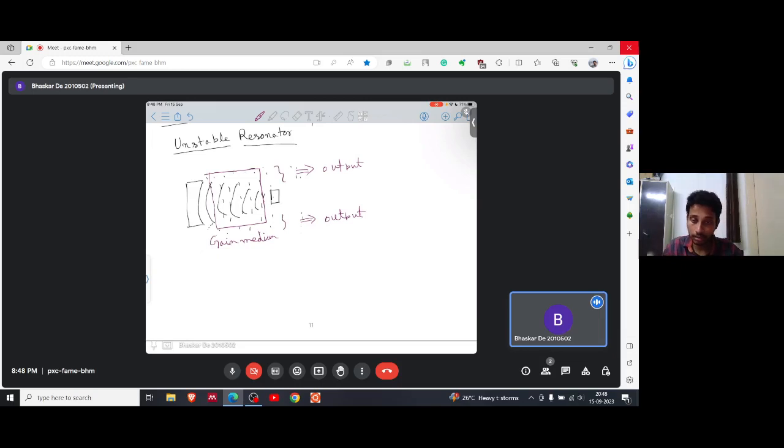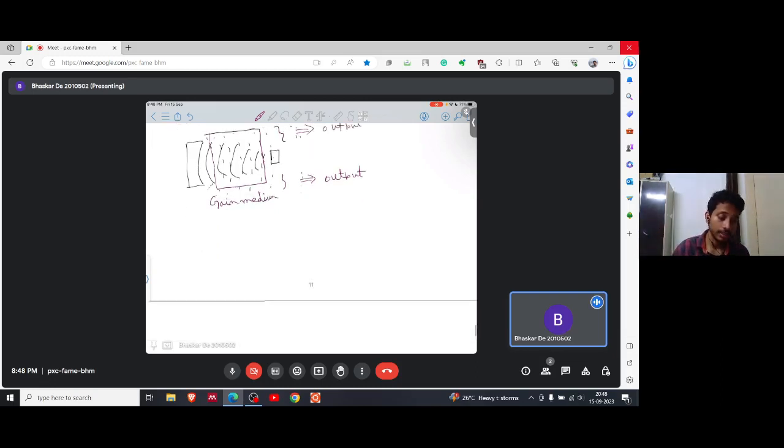With a suitable unstable resonator cavity design, this leakage around the mirror can become a useful intense laser beam that has a nearly Gaussian shape profile.